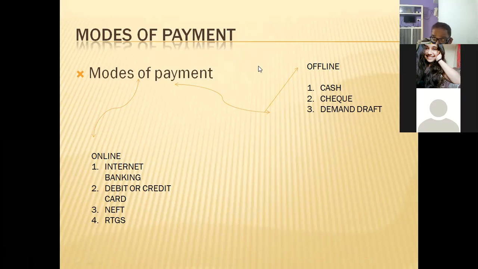Now for cash, a limit is mentioned. If the tax is below 10,000, then you can pay cash. If the tax amount is more than 10,000, you have to pay by cheque or demand draft, or internet banking, debit or credit card, or NEFT or RTGS.